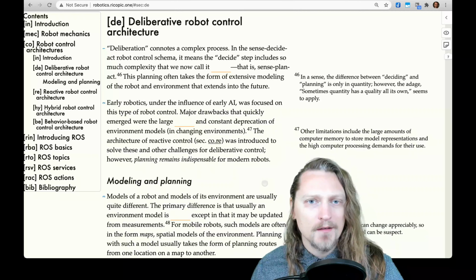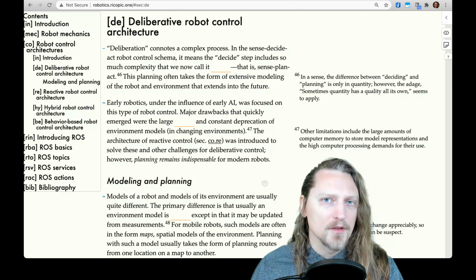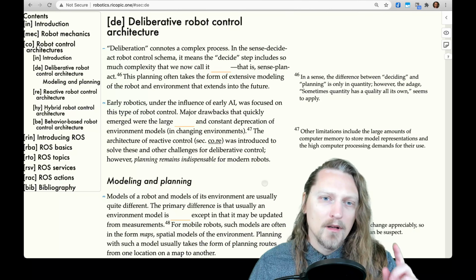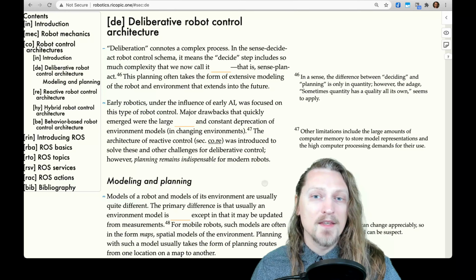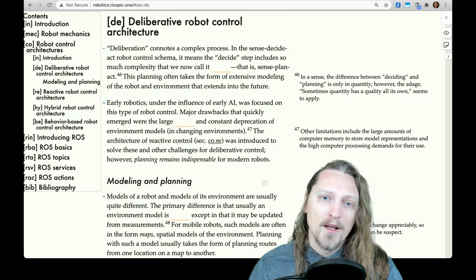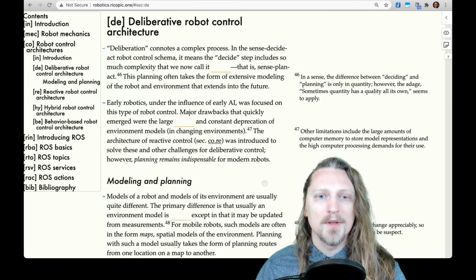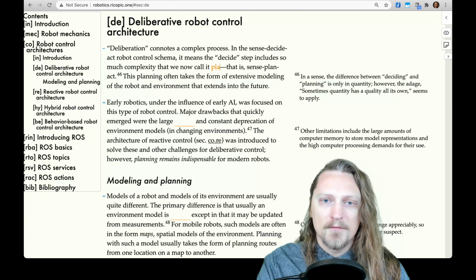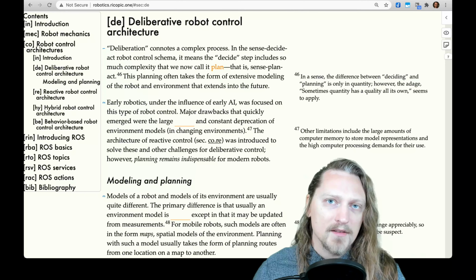Okay, deliberative robot control architecture, part of the robot control architectures chapter. Deliberation connotes a complex process. In the sense, decide, act robot control schema considered before, it means the decide step includes so much complexity that we now call it plan. That is, sense, plan, act.